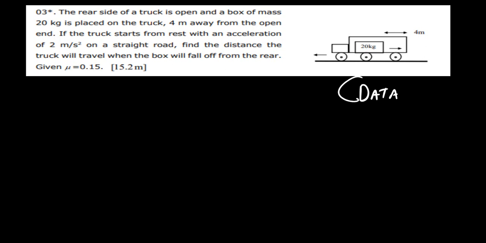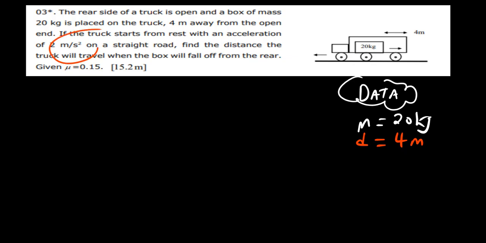So let's account for the data that we've been given. The mass is 20 kg. The distance we're saying is 4 meters away, so the distance d is 4 meters. Acceleration: it starts from rest with an acceleration of 2 meters per square second. So acceleration is equal to 2 meters per square second.